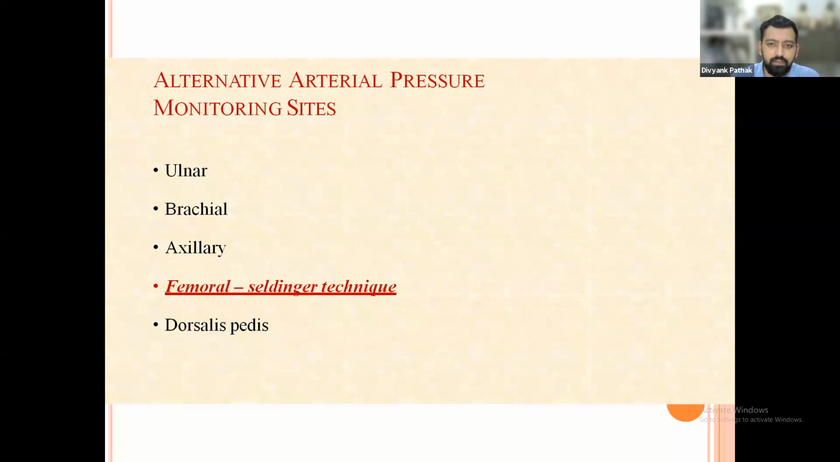So alternative arterial pressure monitoring sites are ulnar, brachial, axillary, femoral, and dorsalis pedis. In femoral, we use the Seldinger technique as we use in a central line, but for the ulnar, brachial, axillary, and dorsalis pedis, the technique is as simple as the transfixation technique, which we use in venous cannulation also.